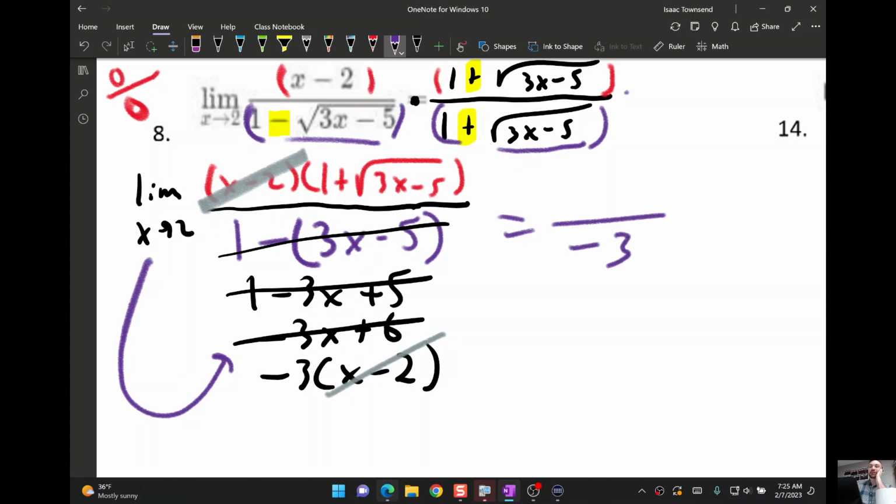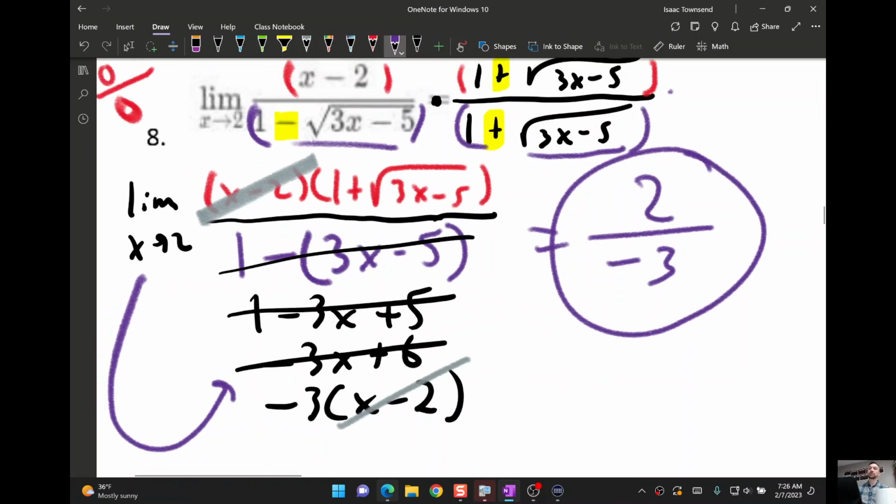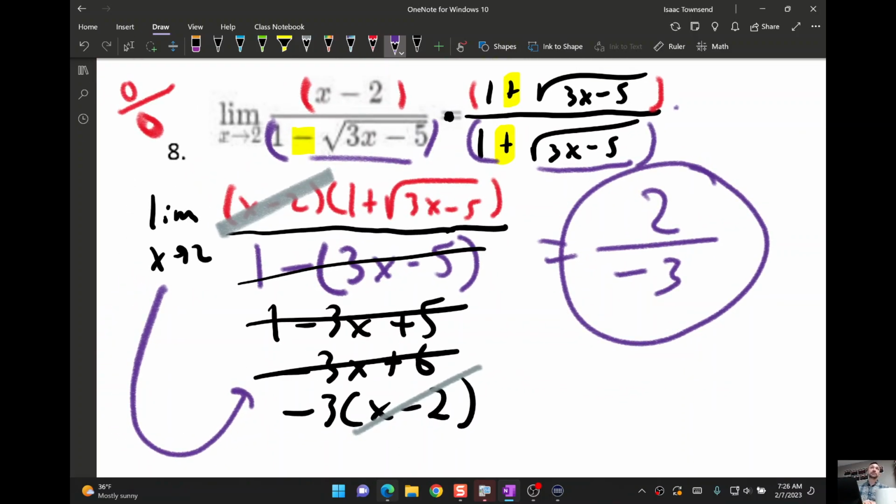There's only a negative 3 in the denominator. Plug in 2 up here. Looks like we get 2. As long as you don't get 0 over 0, then that should be your answer. So it's not like your test is going to have 5 different conjugate questions, but you really should expect at least 1 or 2 of those.